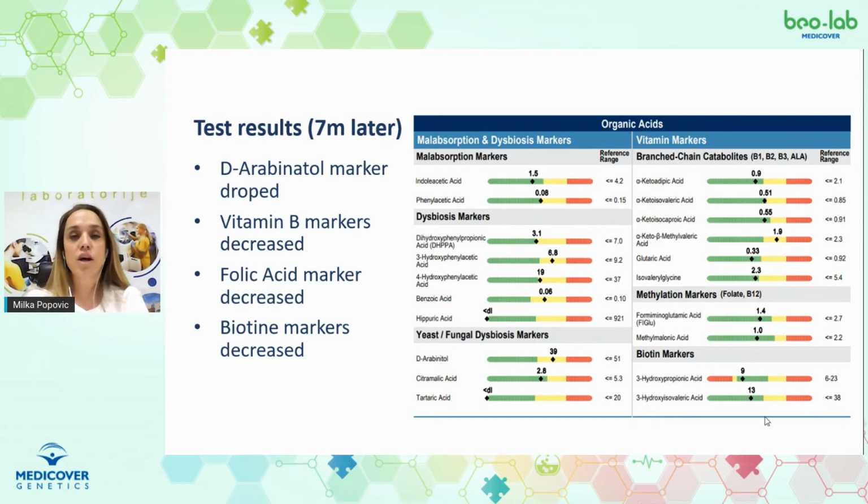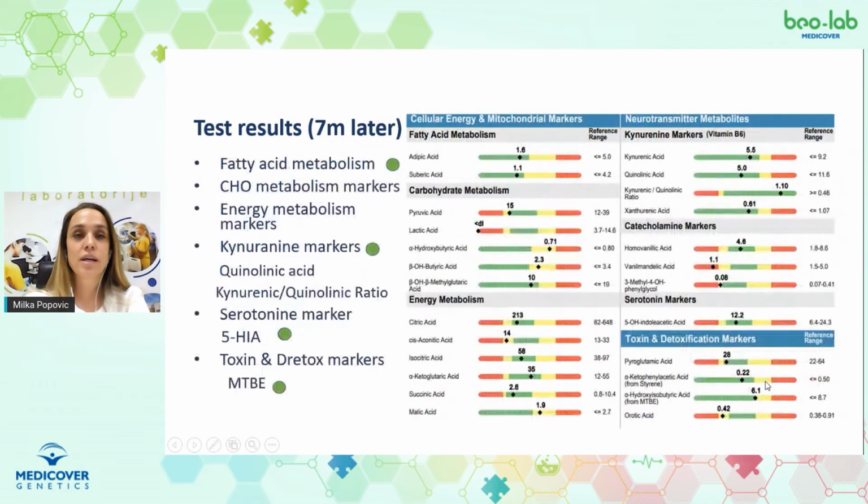Therefore, after 7 months, you can see that the arabinitol, which is still quite high, has fallen. The B vitamin has returned to the normal number. The supplementation that the child has been taking has had the effect that these metabolites have returned. As well, the FIGLU acid has changed, and the folinic acid is also being improved.